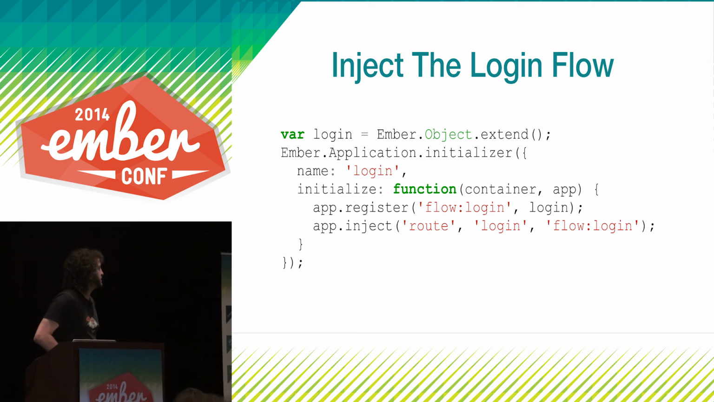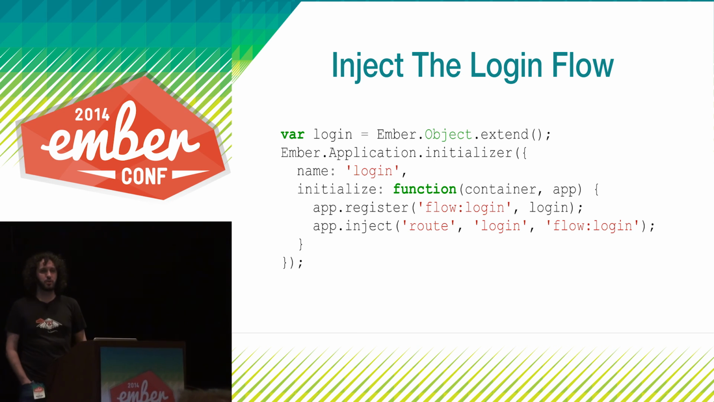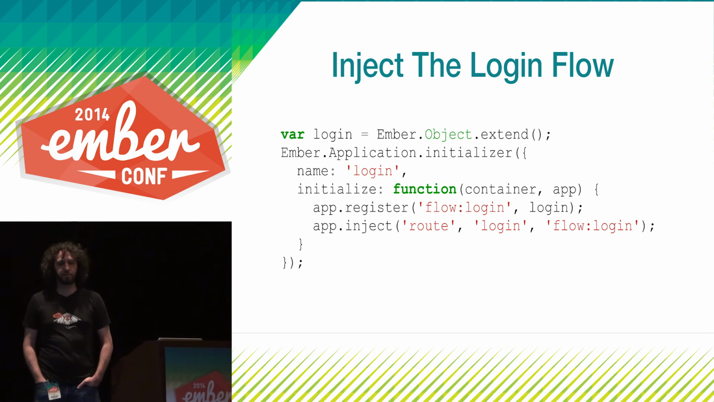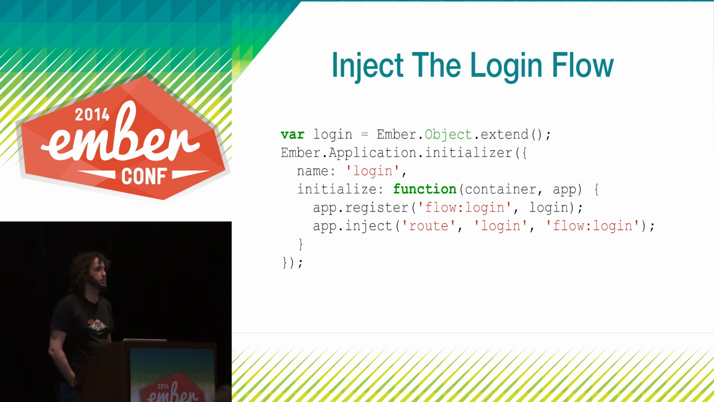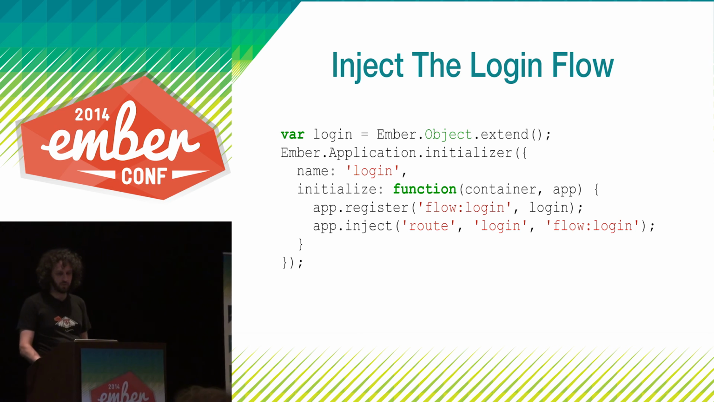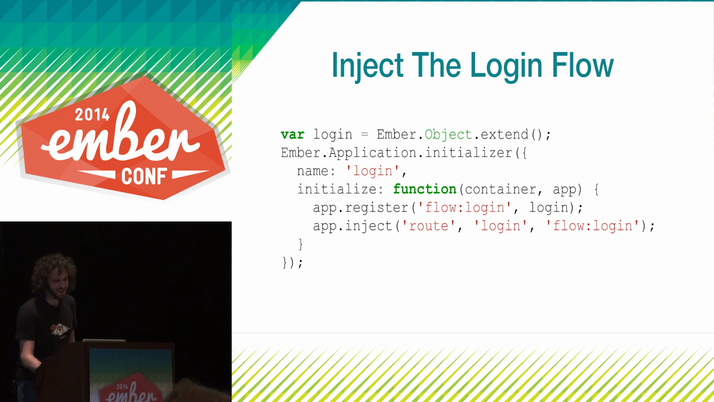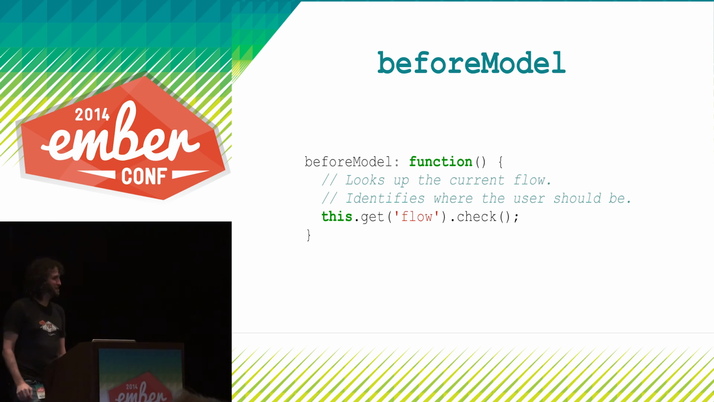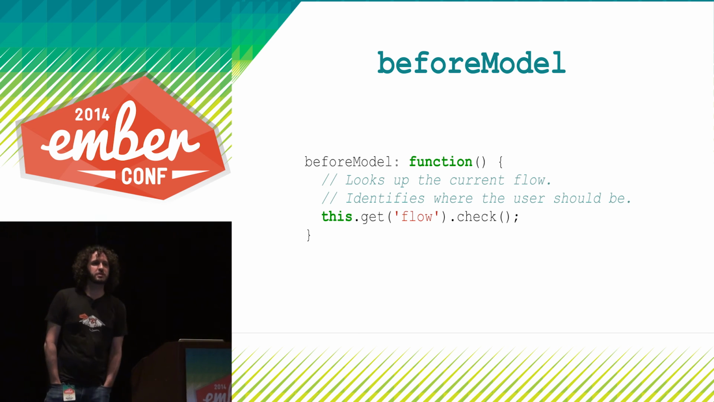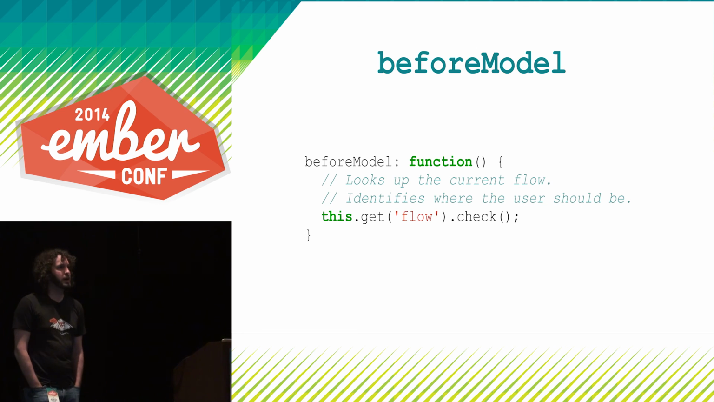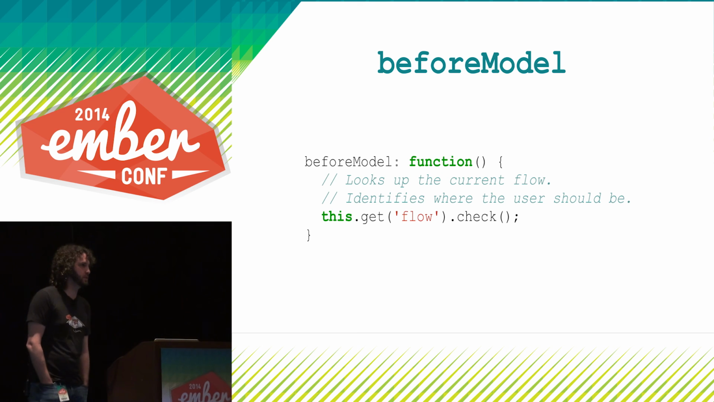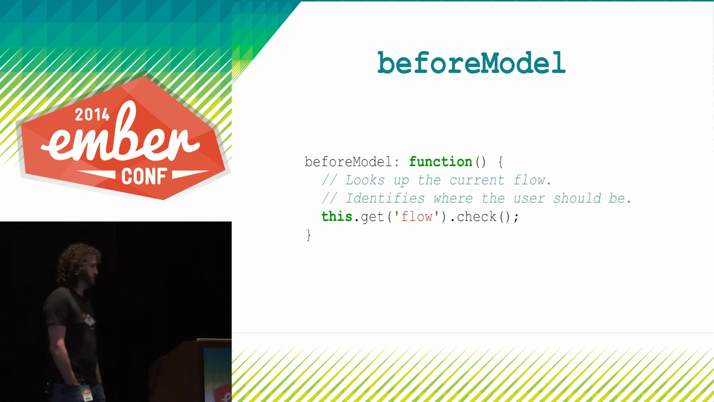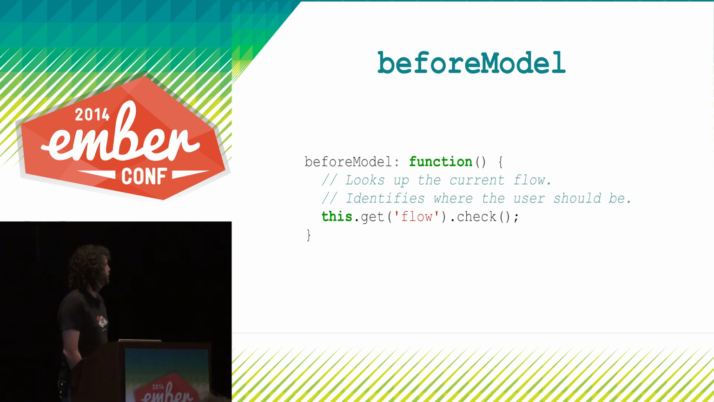And then you want to inject your login flow into your routes. So it looks very similar to the other approach. It's available everywhere else, except it's namespaced, if you will, to flow in the actual, can I use the word container? In the container. And then before model, it's actually relatively easy. Right now, I don't have a good way to force myself over top of before model. I didn't want to try and do that in version 1. And so right now it says this.get flow.check.